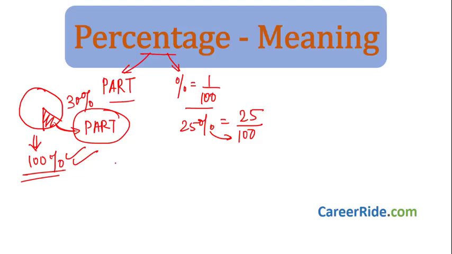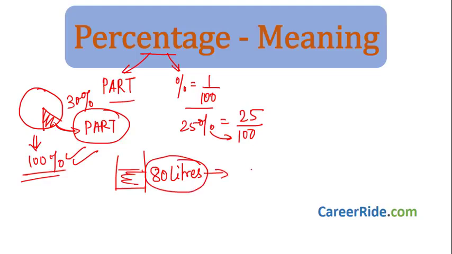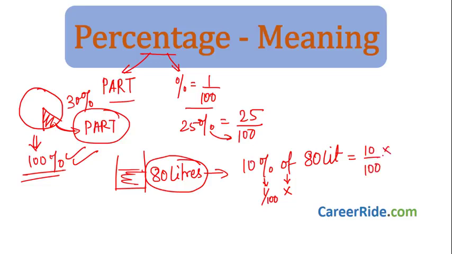For example, let us say that there is a tank and it has some water in it. The total amount of water in the tank is 80 liters. If someone says give me 10% of the water, what does that mean? The person wants 10% of 80 liters. The meaning of "of" is multiplication. The meaning of percentage is divide by 100. So what do we get? 10 upon 100. Of means multiplication, and we have 80 liters over here.